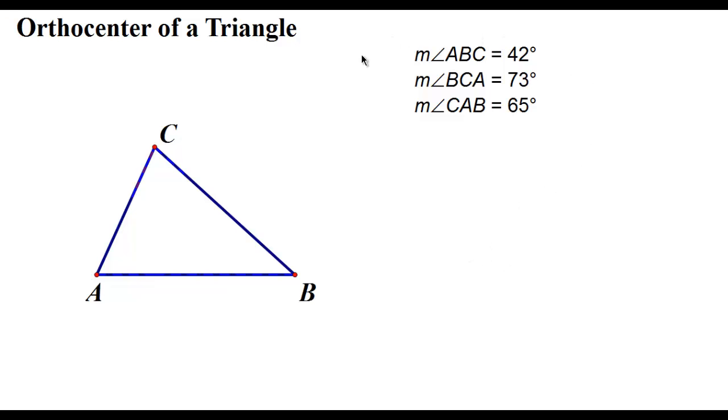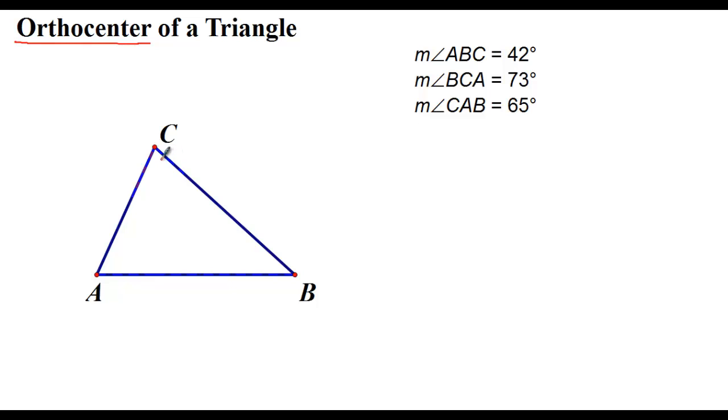Right, this lesson is about the fourth type of triangle center that we're going to learn about. It's also the last type, and it's called an orthocenter. Now, the orthocenter of a triangle is the intersection of the altitudes of the triangle.